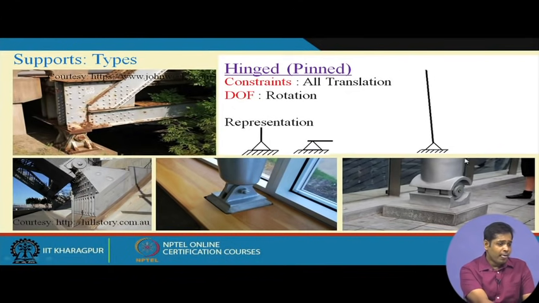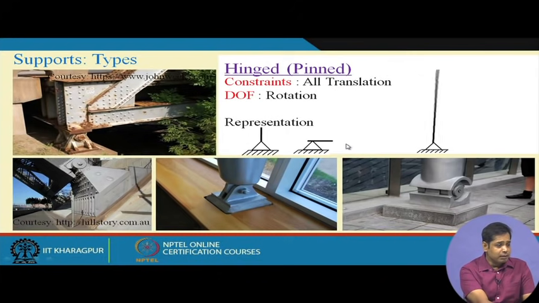You see, again, this is evident, this point is not moving anywhere. So, translation degrees of freedom are restricted, but this entire object is free to rotate about this point, and therefore the slope at this point is not 0. So, this kind of support is called pin support or hinge support. Whenever we use this symbol, it means that it is hinge support.